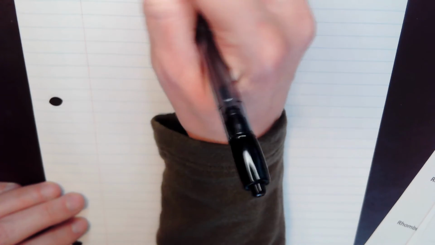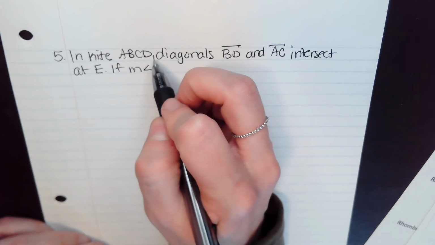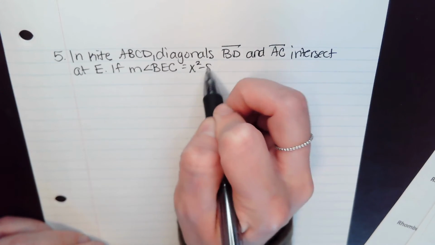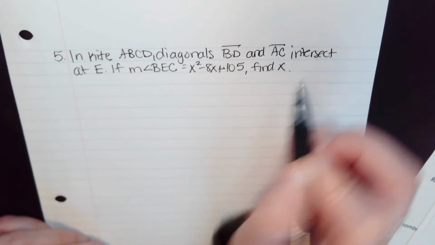Okay, number 5. In kite ABCD, we've got diagonals, segment BD and segment AC intersect at E. If the measure of angle BEC equals x squared minus 8x plus 105, find x.